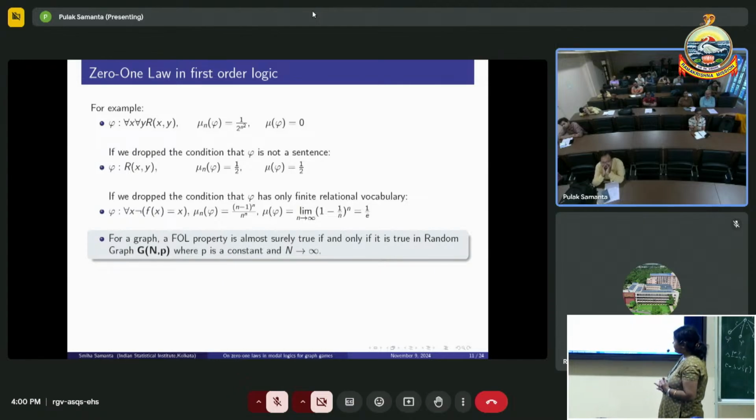And for a graph, a first order logic formula holds if and only if it is true in a random graph G(n,p), where n is the size of the graph and p is the edge assigning probability, and p is constant here. And as n goes larger, any first order logic formula which is almost surely true holds there.